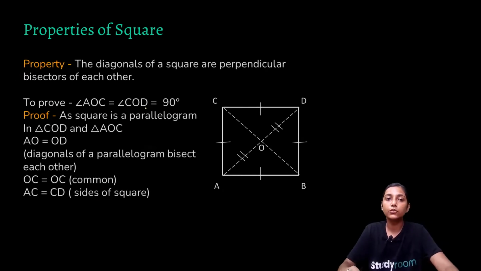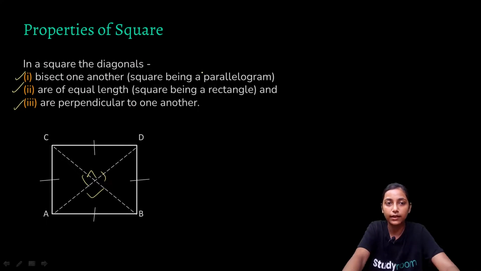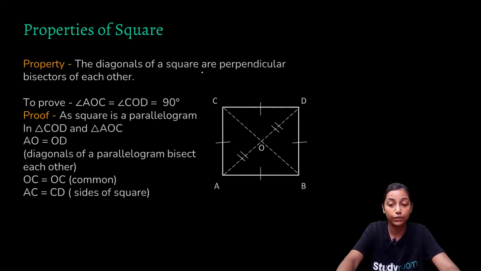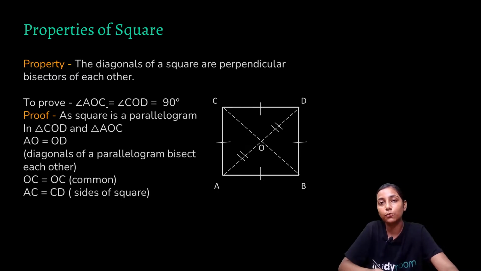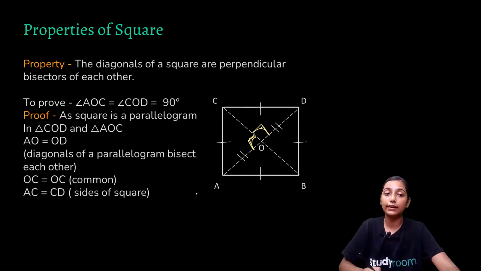Another property for a square is that the diagonals of a square are perpendicular bisectors of each other. We have just read from here that these are perpendicular to one another and bisect each other and are of equal length. We are going to prove that the diagonals of a square are perpendicular bisectors of each other. That is, we need to prove that this angle AOC and this angle COD both are 90 degrees. Both are right angles.